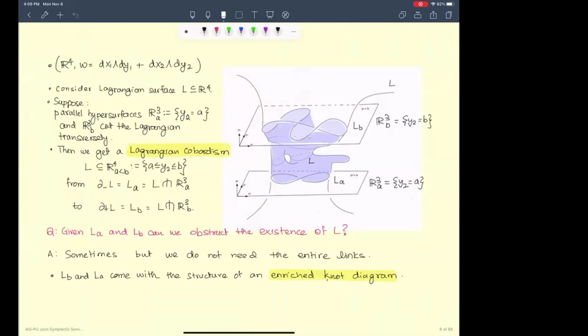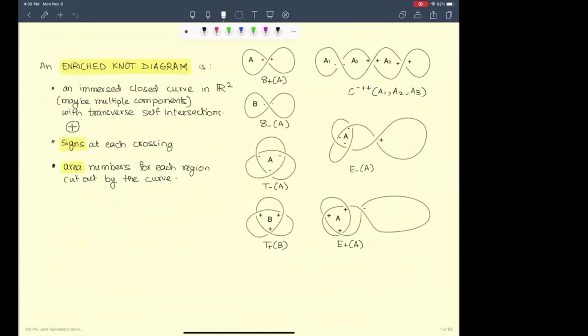The information I'm going to talk about is the enriched knot diagrams. So what is an enriched knot diagram? It's a usual knot diagram, if you've done any knot theory or spoken to some topologists. There's an immersed curve in R2, which I've drawn like this just to keep track of things. And there are some signs, positive and negative. It's slightly different from the topologists' signs.